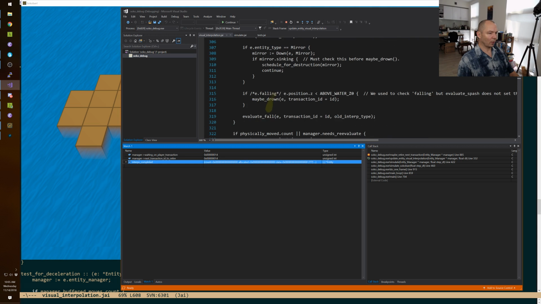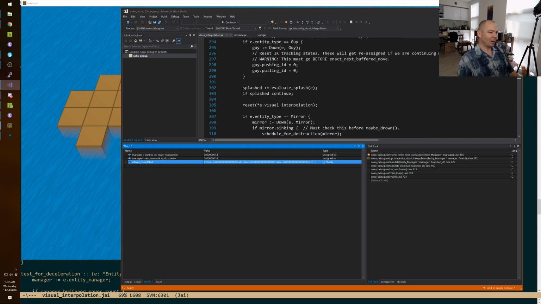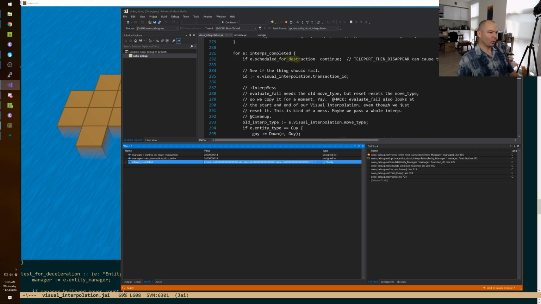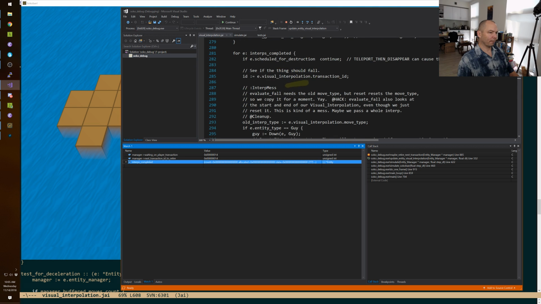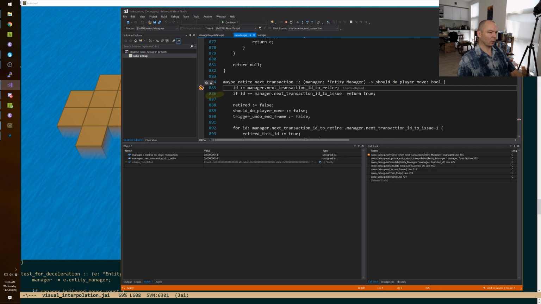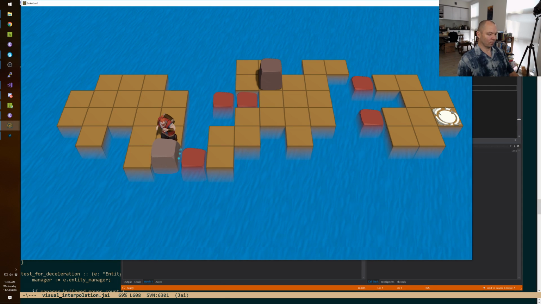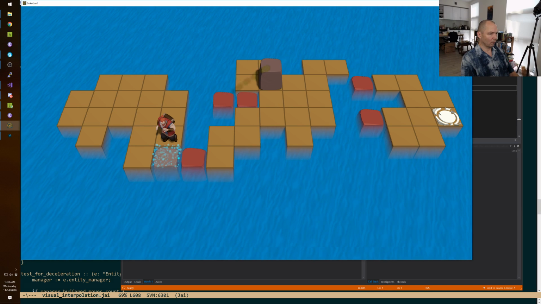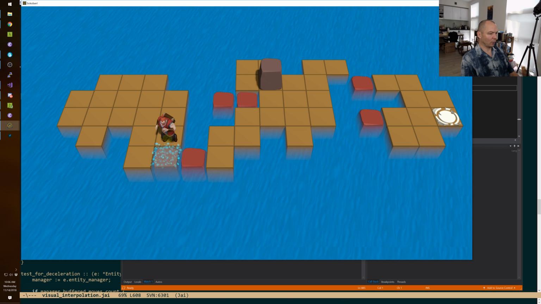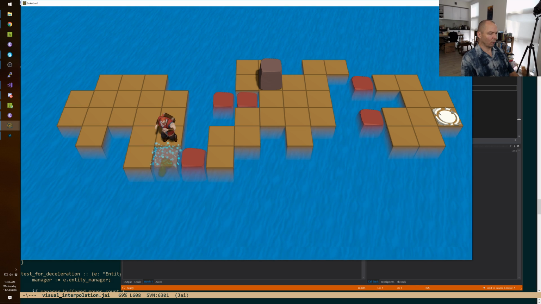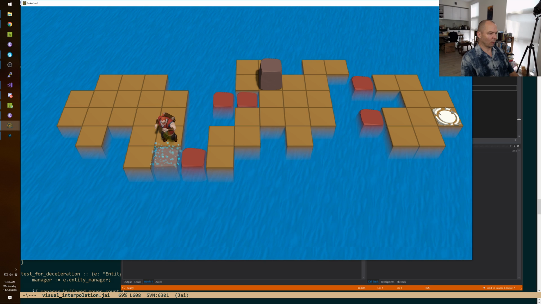Have active animation must get set every frame. That's going to make it more annoying. Let's just break when we have a completed interpolation. Okay. We didn't get a completed interpolation for that boulder. That's the problem, I think.